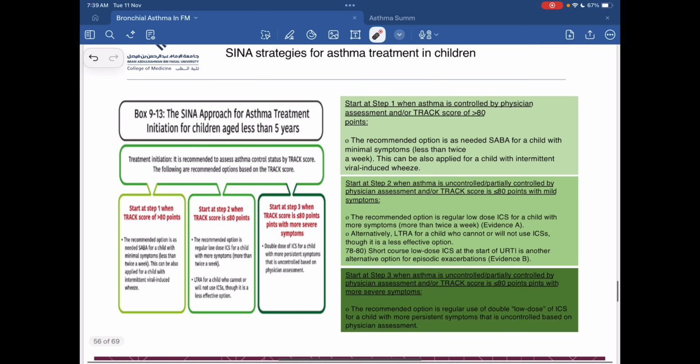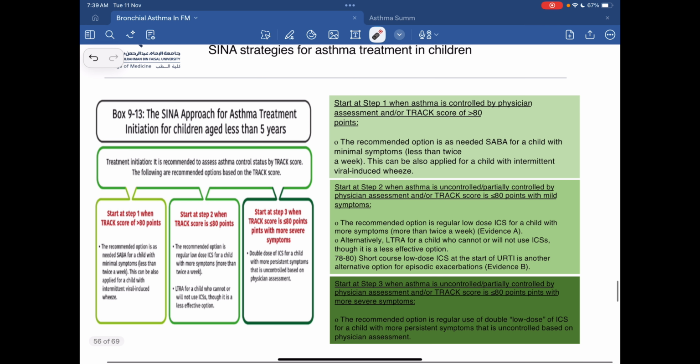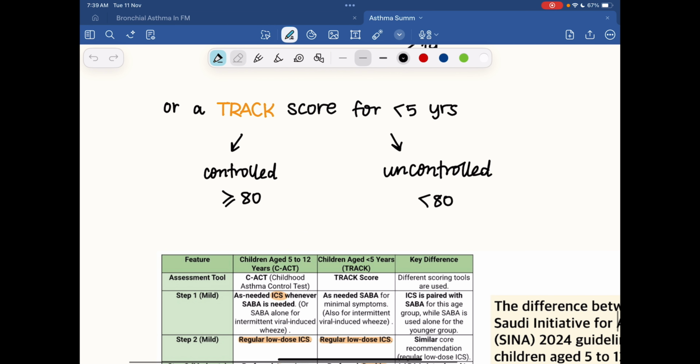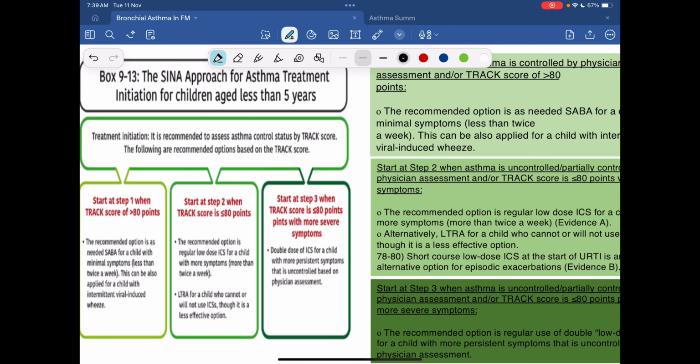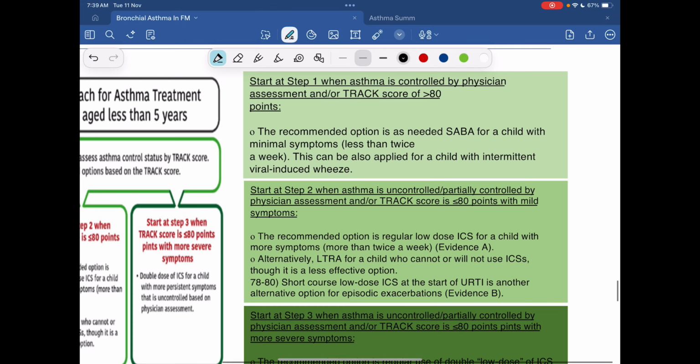طيب what about in children aged less than 5، قلنا يستخدمون التراك سكور، قلنا إما 80 or more. لخبط في حاجة، my bad. More than 80 control, 80 and less uncontrolled. طيب إذا كان more than 80 يعني controlled، recommended is as needed SABA for a child with minimum symptoms.